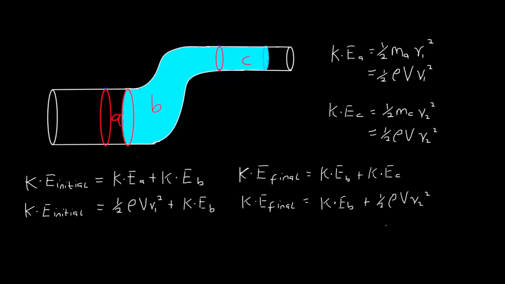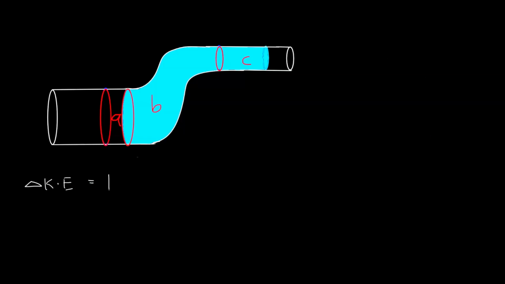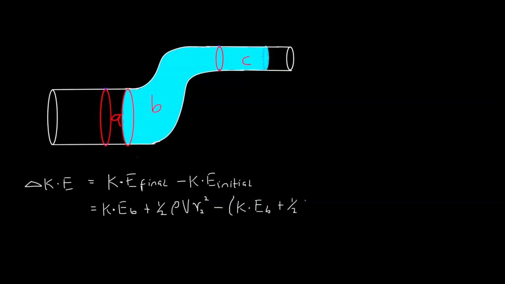Since our flow is steady, the velocity at any particular point, or the average velocity within a particular region, doesn't change over time. So the kinetic energy of the fluid within section B in the initial and final state doesn't change. The change in kinetic energy is therefore equal to 1 over 2 rho V into (v2 squared minus v1 squared), where v2 and v1 are the final and initial velocities respectively.